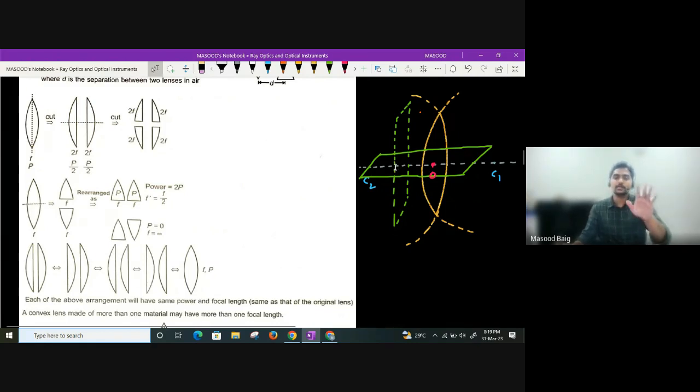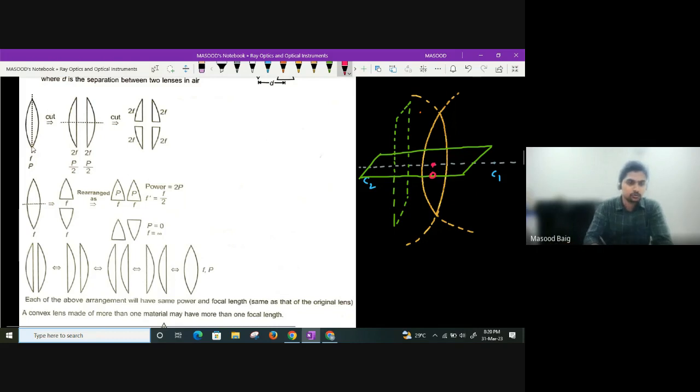There is a plane containing the principal axis and there is a plane perpendicular to the principal axis. If you are cutting the lens using a plane containing the principal axis, focal length will not change. However, when you are cutting the lens using a plane perpendicular to the principal axis, or perpendicular to the plane containing the principal axis, then focal length will get doubled. So as you can see here, very simple logic.